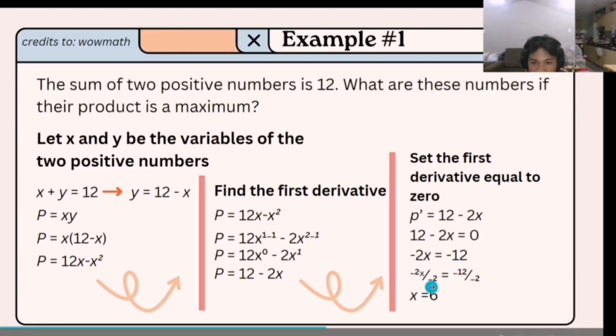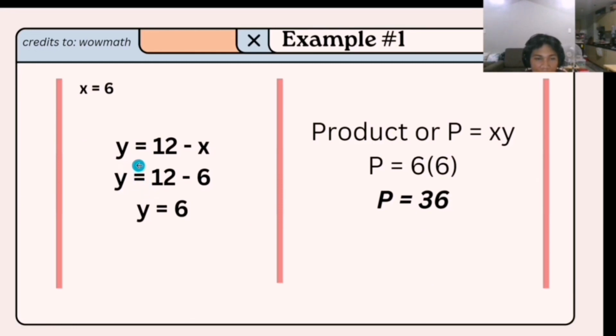Since gusto natin ma-simplify siya, or kunin yung value ng x, i-divide natin both sides by negative 2. So, dito, negative 2x divided by 2, and then negative 12 divided by 2. Ang answer niya is magiging 6. So, x equals 6.